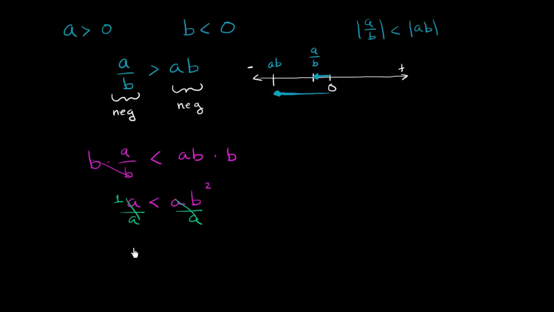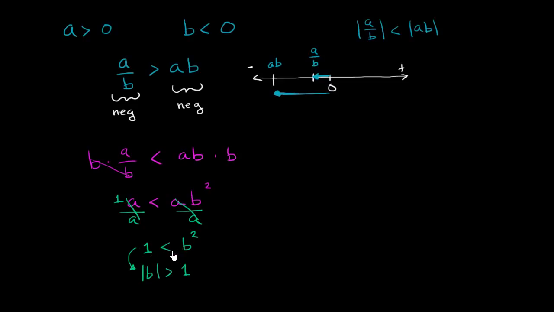So we're left with 1 is less than b squared. Or another way we could think about this, if 1 is less than b squared, let's be careful here, that means that the absolute value of b is going to be greater than 1. So this means that the absolute value of b is greater than 1. And you say, wait, Sal, how did you get from that to that right over there? Well, just think about this a little bit.